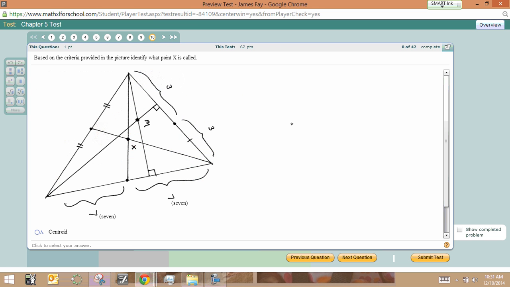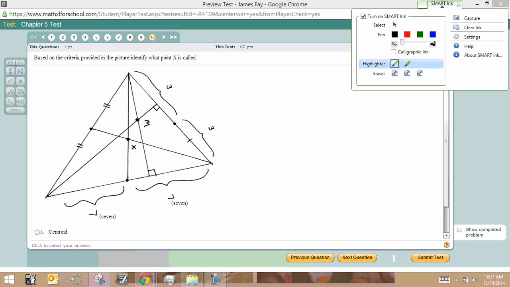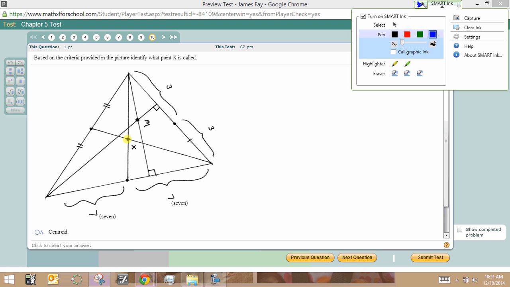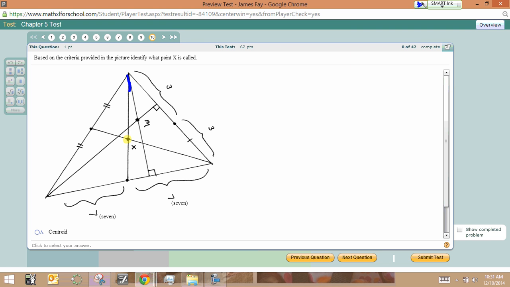This is based on the criteria provided in the picture. Identify what point X is called. I have to look at the information. I'm looking at X. I'm going to highlight that for us. Now I'm going to look at the segments that come together to make X. That segment there and that segment there, those make X. Just find what those segments are.